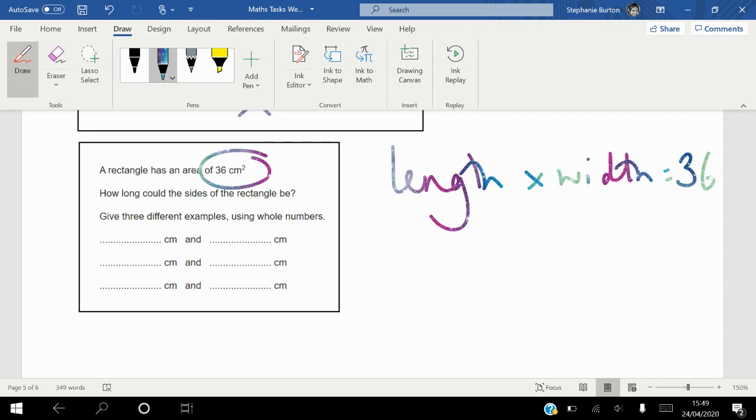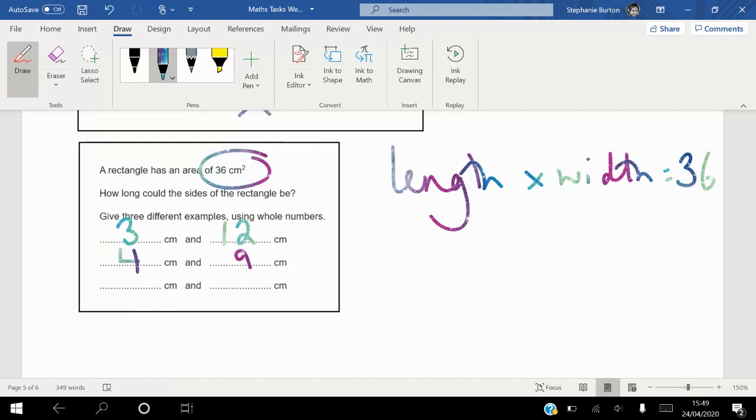So I'm going to start with my 3 times tables. And I know that 3 times 12 equals 36. So one of my answers could be 3 centimetres and 12 centimetres. Okay, I'm going to work through my 4 times tables now. If I'm thinking through my 4 times tables, I know that 4 times 9 equals 36. So it could be 4 centimetres and 9 centimetres.